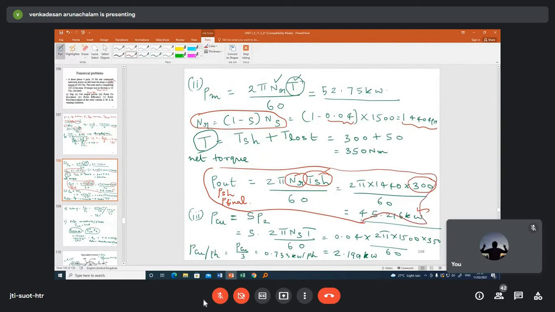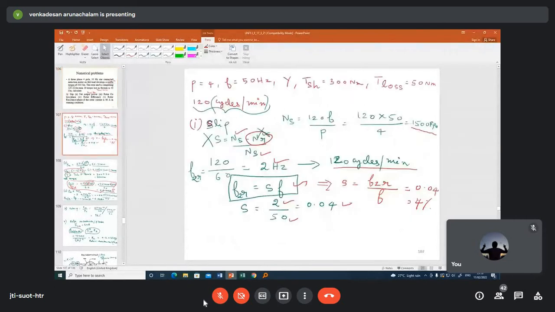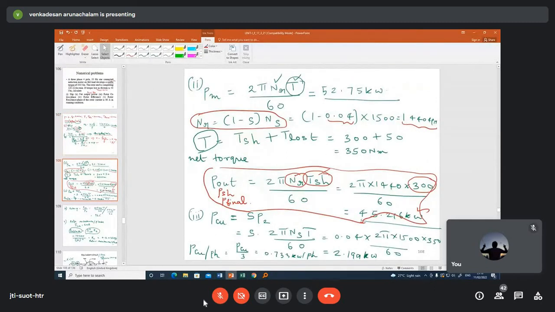This is over. Next, they are asking for the rotor copper loss per phase. In order to compute rotor copper loss, we need to use this relationship. Copper loss is nothing but S into P2. This relationship we have already derived from the power flow equation of the induction motor. So S into P2 is nothing but 2 pi Ns T by 60. P2 is the input to the rotor.